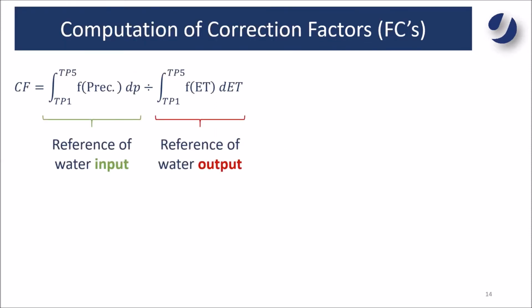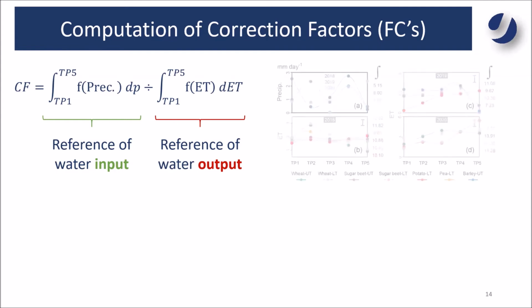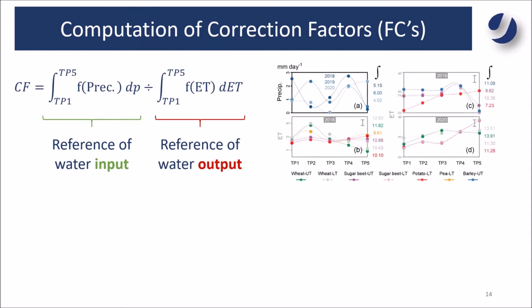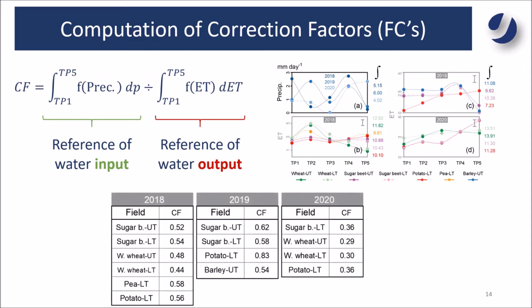Just to give you a little bit more detail about the correction factors, again, the area under the curve of the evapotranspiration, the 2.5 months before the airborne data acquisition, was taken as the main output of the system, and the one from the precipitation as the main input. These are the curves that we computed. There is one curve of precipitation for each year, and there is one curve of evapotranspiration for each individual field analyzed. And these are the correction factors, just for your reference.